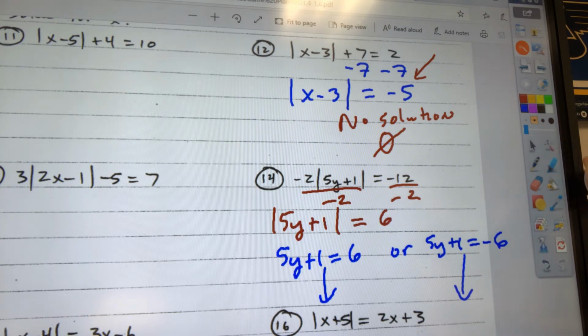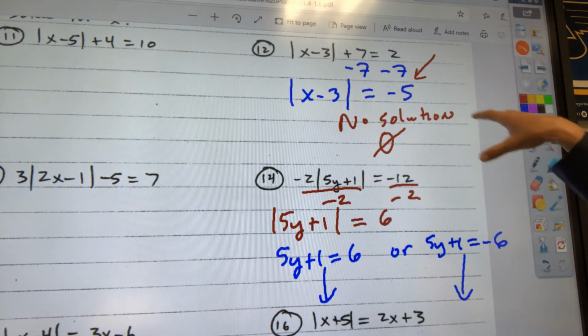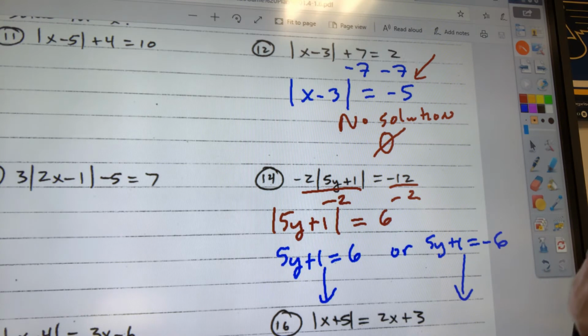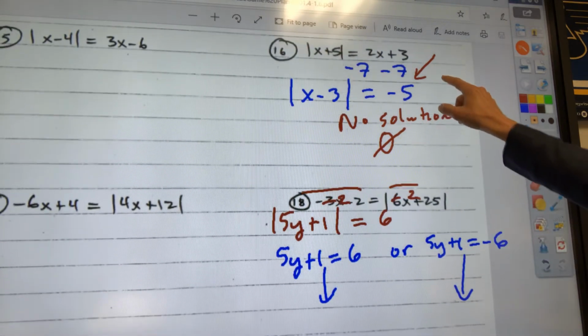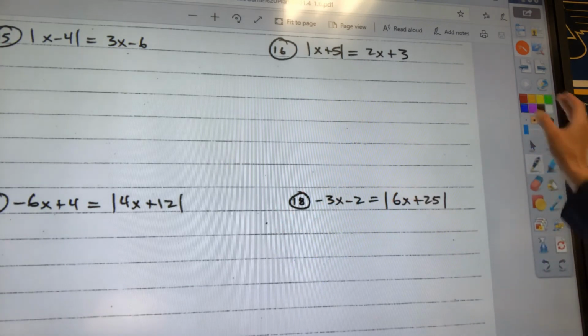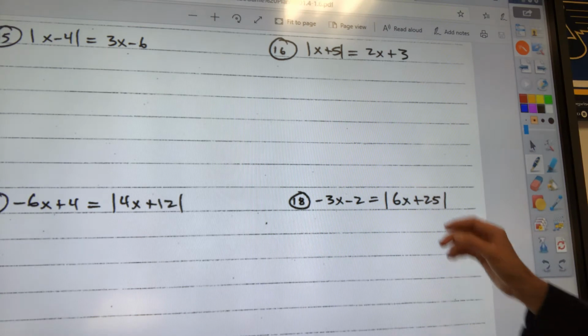12 is pretty nice. 11 is pretty nice. You can do those. On 11, you're going to just subtract 4. You have the absolute value of x minus 5 equals 6, 2 equations there. On 13, you're going to add 5 to both sides, then divide by 3. You'll have the absolute value of 2x minus 1 equals 4. You can do that. You have 2 equations. Let's talk about 16 and 18. Definitely the hardest ones in the section. Maybe the hardest ones in the game plan.